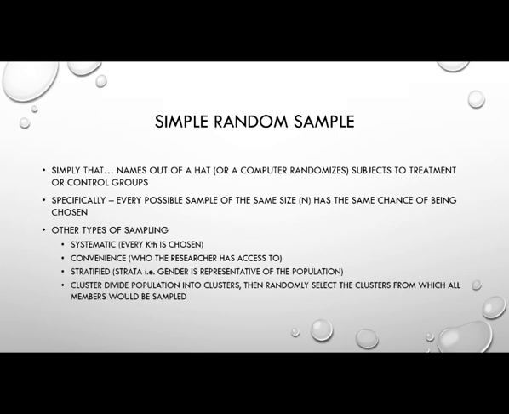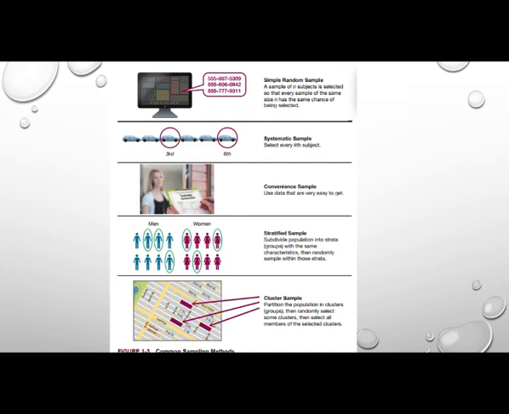Okay, so simple random sample is the easiest way to do. You just pull names out of a hat, or a computer randomizes subjects to treatment and control group. Specifically, every possible sample of the same size, which when we talk about sample size, we say n is the sample size, has the same chance of being chosen. There are other types of sampling. Systematic, where every kth person is chosen. Convenience, stratified, cluster. All right, the next slide has the picture, so I'll talk about that.